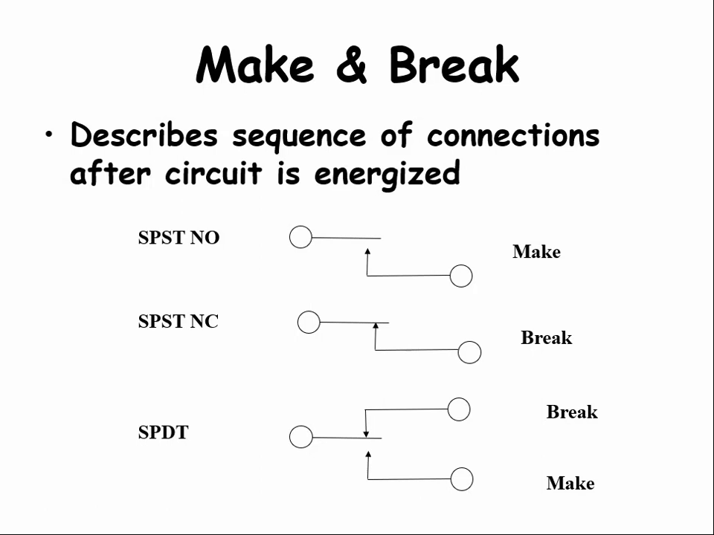The bottom sketch is a single pole double throw. So the top circuit is closed in the de-energized state, and the bottom circuit is open in the de-energized state. When the relay is energized, the top circuit will open or break, and the bottom circuit will close or make.